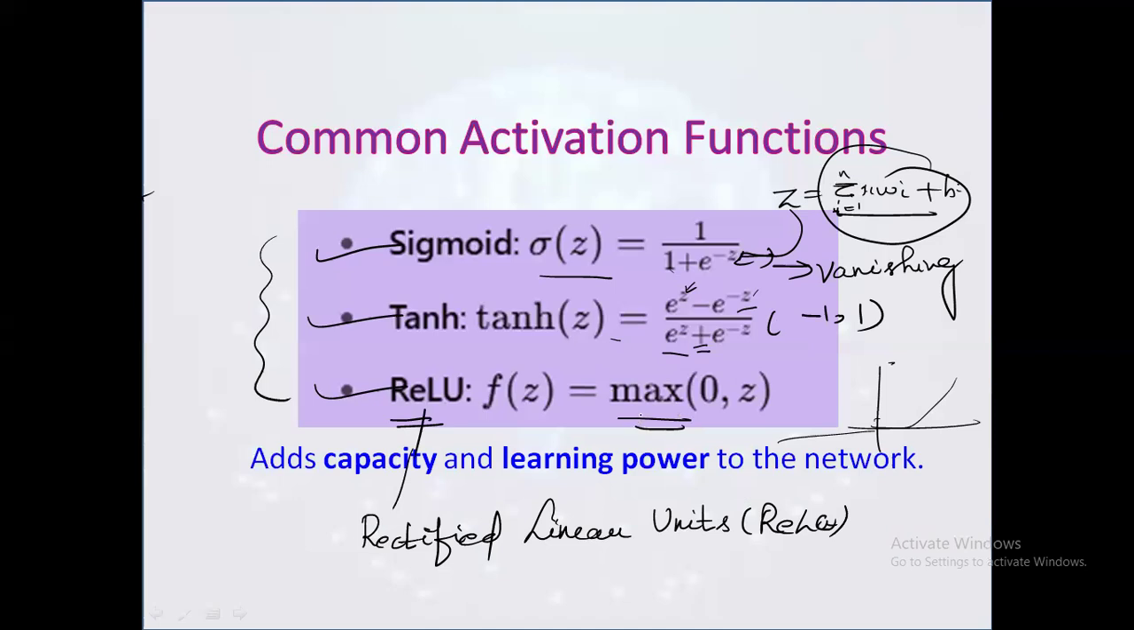It is currently the most widely used activation function in deep learning because it is simple, helps mitigate the vanishing gradient problem, and adds capacity and learning power to the network. These activation functions enable networks to learn highly nonlinear and abstract representations of input data, which is essential for solving real-world problems.